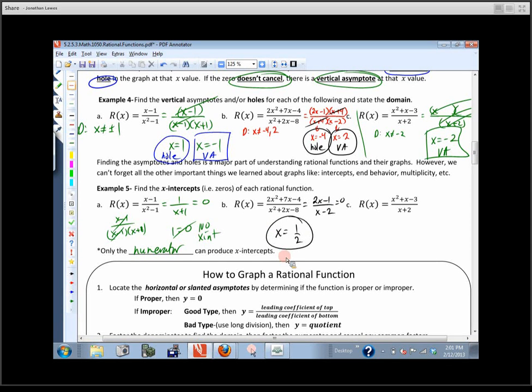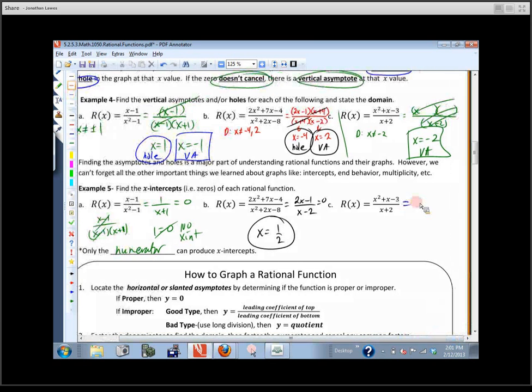Yeah? So we only look at the top. Yep, only look at the numerator, because if the denominator was 0, the whole thing wouldn't exist. We use the denominator to find the holes and the vertical asymptotes. We use the numerator to find the x-intercepts. Okay? All right, let's look at the last one.